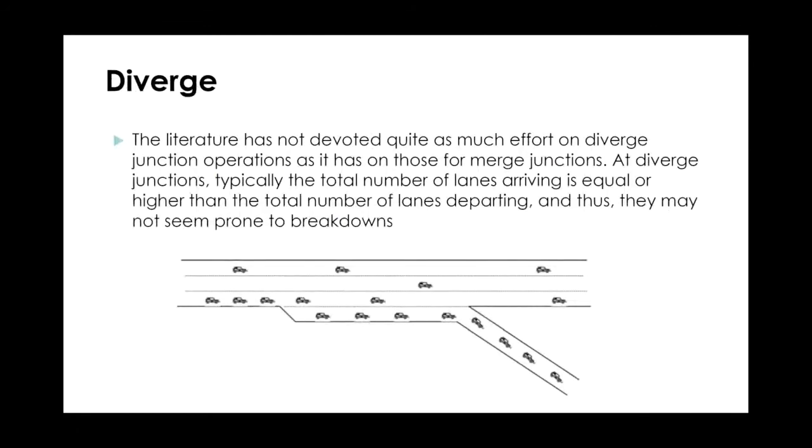Let's move on to the diverge part of the lecture. So we talked about merge. We went over a simple method called the envelope method to better understand how queues form, dissipate and discharge from merge sections. But when it comes to diverge, the scientific literature is not as vast as for merge. We don't have many studies or many tools studying the diverge sections.